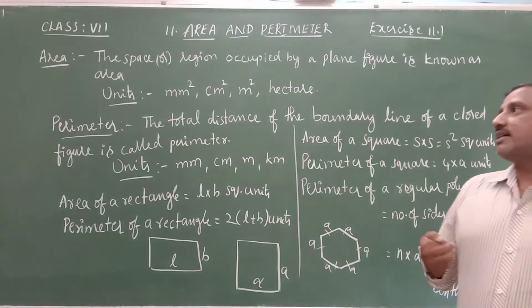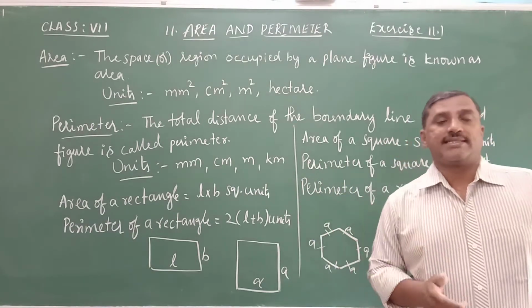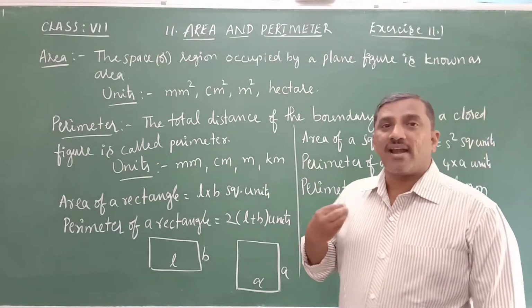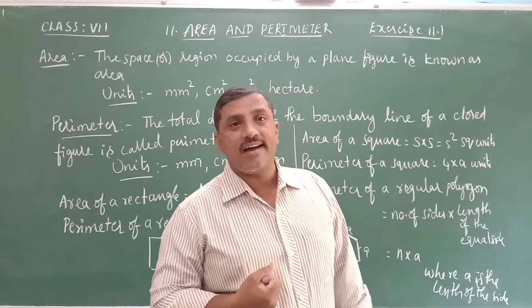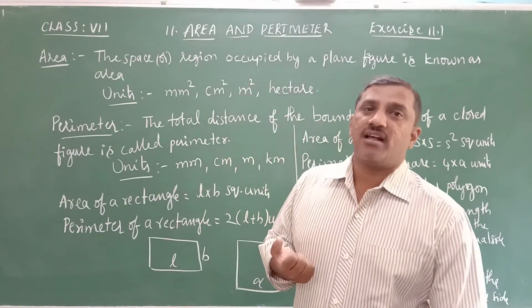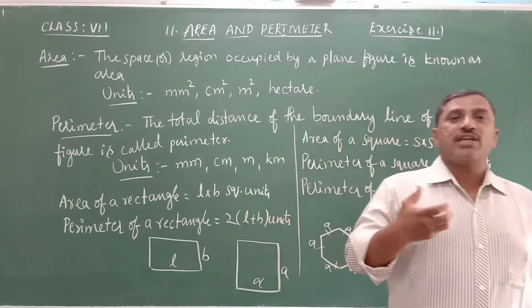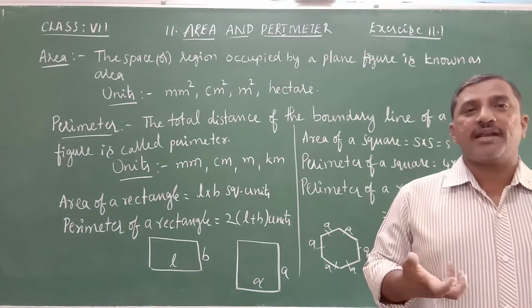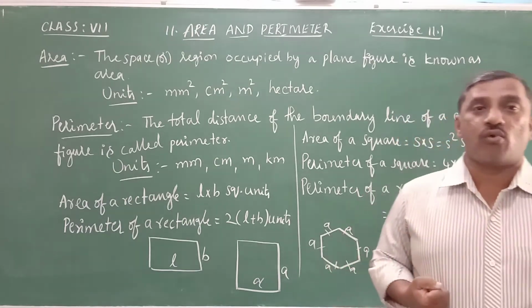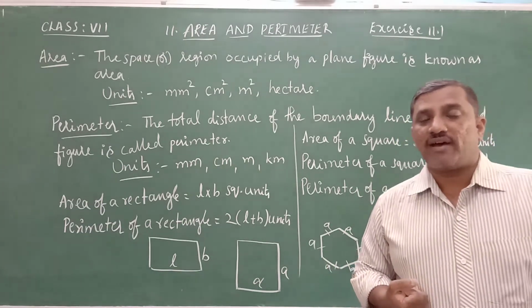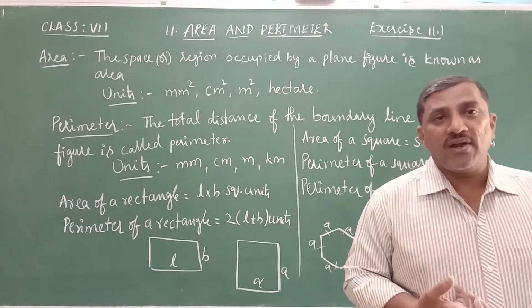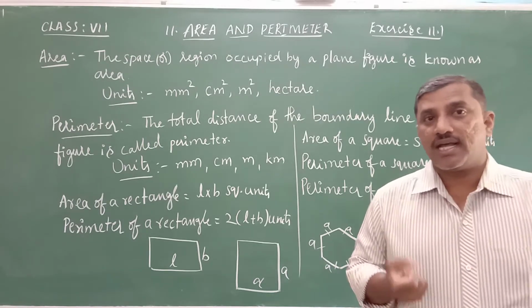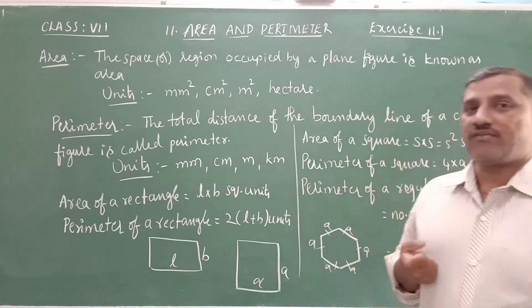Now today we will discuss the review of class 6. What we have studied in class 6: what is area, what are the units of area, what is perimeter, what are the units of perimeter, and we studied how to find area and perimeter of a rectangle and a square, and the perimeter of regular polygons. We have a brief review here.